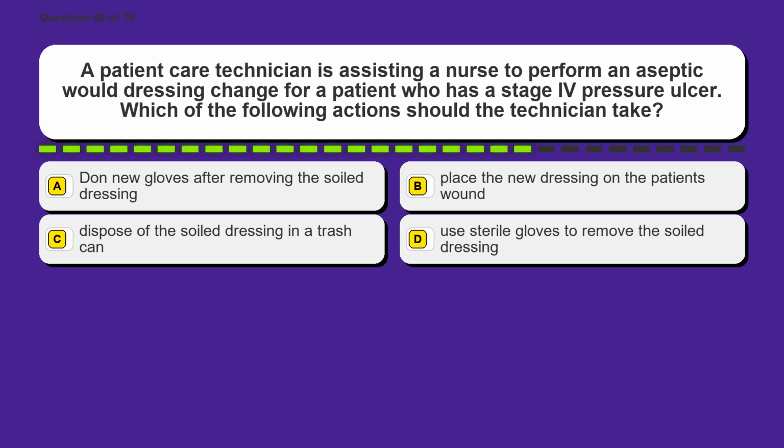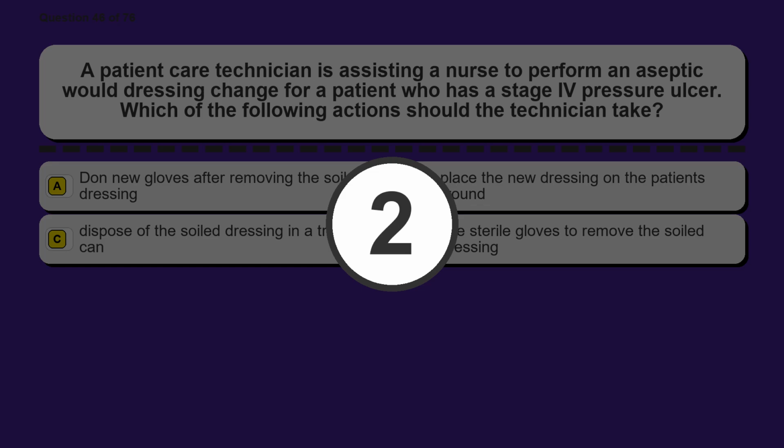Question 46. A patient care technician is assisting a nurse to perform an aseptic wound dressing change for a patient who has a stage 4 pressure ulcer. Which of the following actions should the technician take? Option A, don new gloves after removing the soiled dressing. Option B, place the new dressing on the patient's wound. Option C, dispose of the soiled dressing in a trash can. Option D, use sterile gloves to remove the soiled dressing.